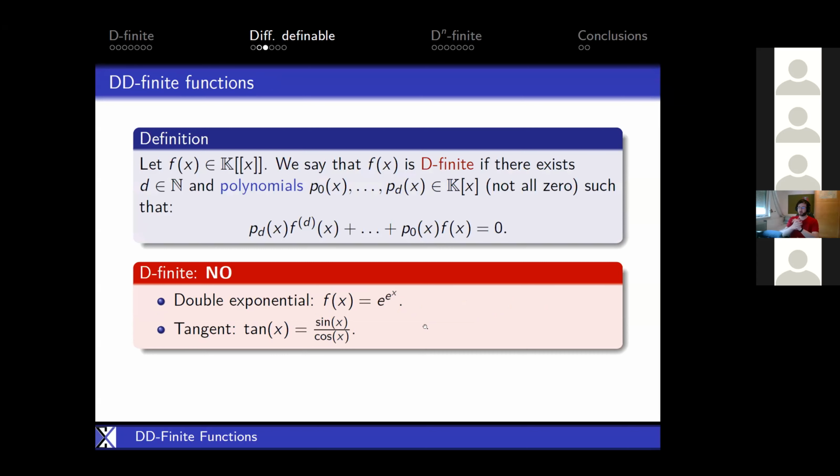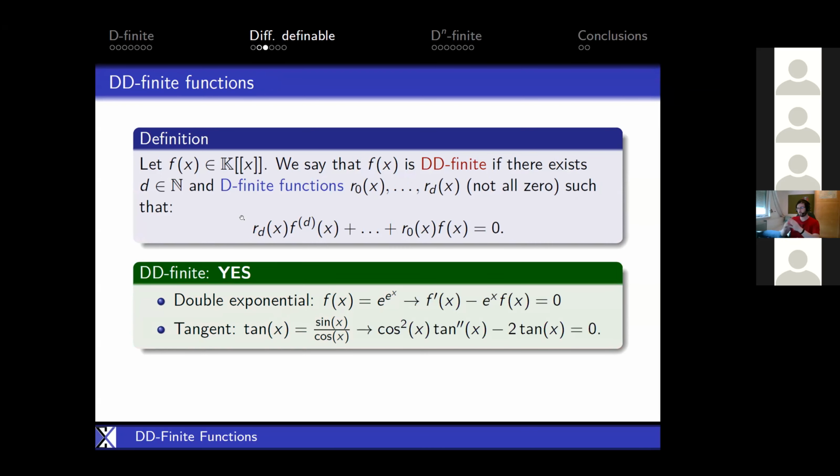And if we look to the definition, the first idea was just, okay, maybe restricting to polynomials is just too much. Let's put there something that is also computable. The first idea that came to mind was to change the coefficients to be D-finite functions. And then we came to the definition of DD-finite: a formal power series is DD-finite if it satisfies a linear differential equation where the coefficients now are D-finite.